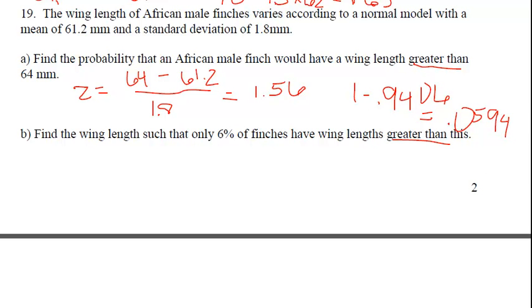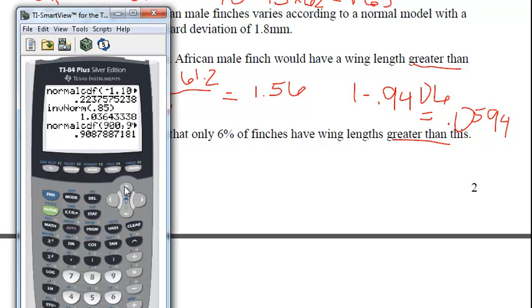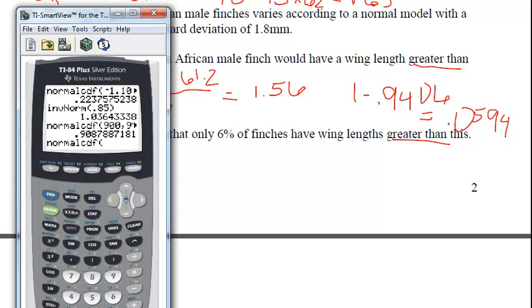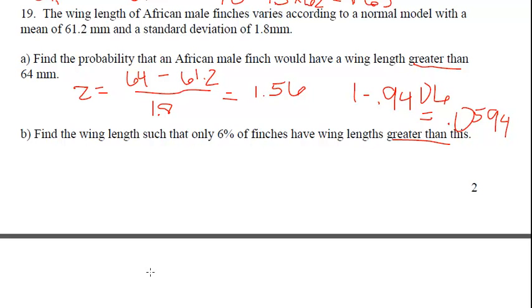I can go to my calculator and do this problem as well. This is a straightforward problem. I go to normal CDF. I put in a lower bound, since it's going to be greater than, my lower bound is 64. Then my upper bound is just a large number. Then I put in the mean, 61.2, and the standard deviation, 1.8. I get a number very similar to 0.0594, so it's off by just a little bit from what we calculated by hand. Okay, so that's a straightforward problem.